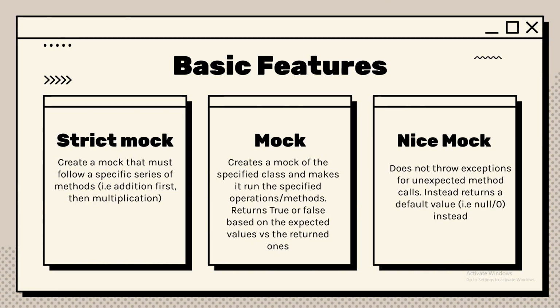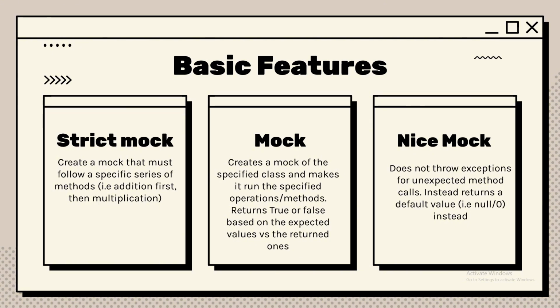The basic features: there are 3 different mocks that we can create: strict, regular, and nice. The strict one creates a mock that must follow a specific series of methods. So when you have a very specific test case or the testing you're doing is very rigorous, you definitely want to use this one, since previous results can affect future ones. So it'll do addition first, then multiplication.